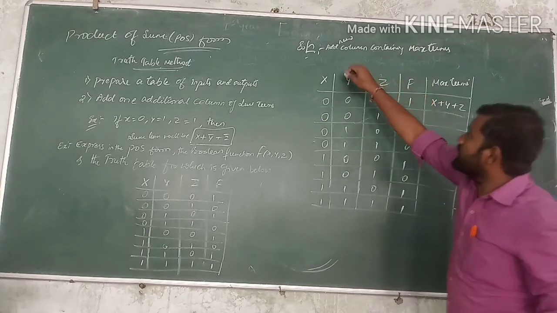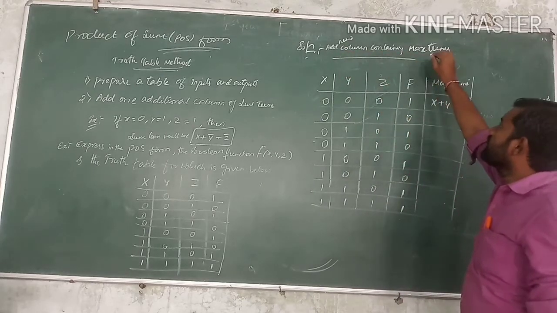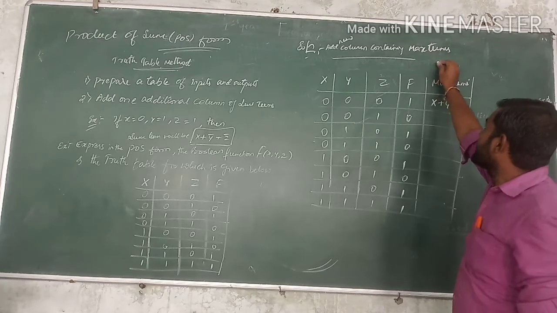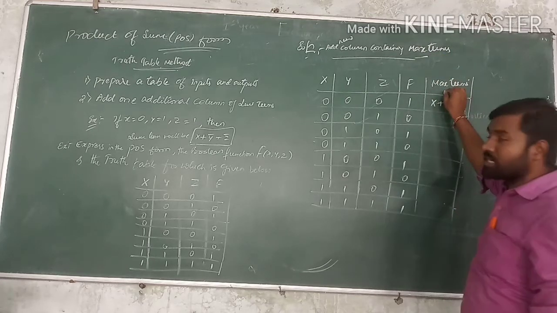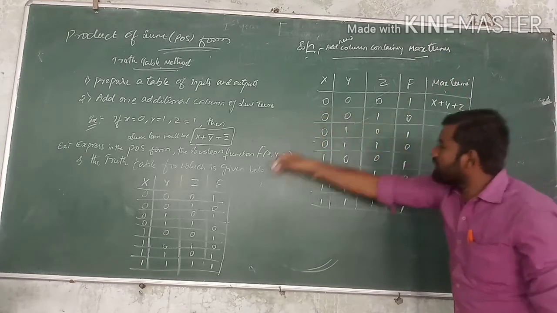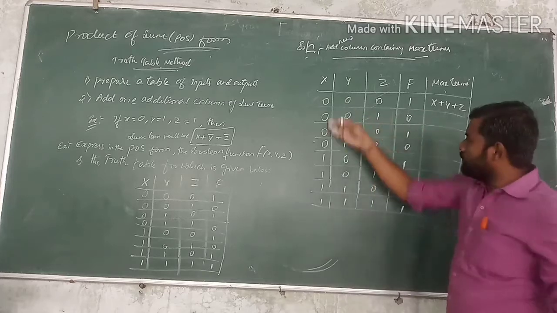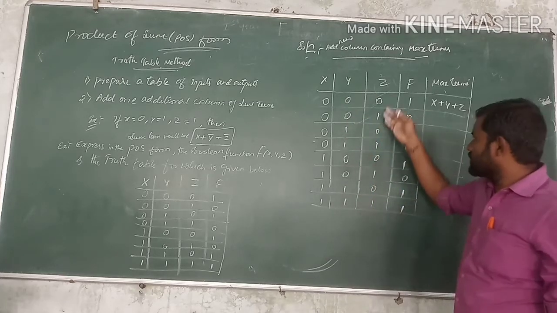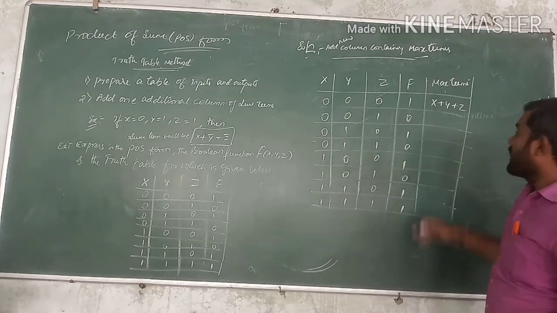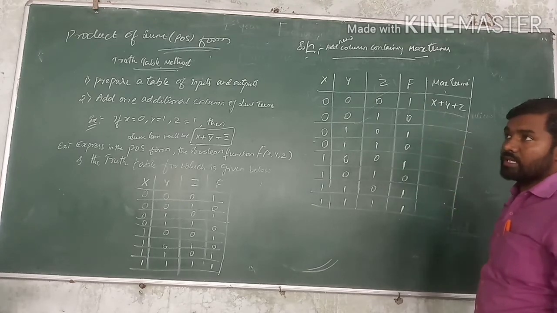So what we need to do here? We just need to add a new column containing the max term. So we are using it as a max term over here. The same table has been placed over here: 4 zeros, then 2 zeros, then 2 ones, so 0 1 0 1 0 1 0 1, and here 1 0 1 0 1 0, like this.